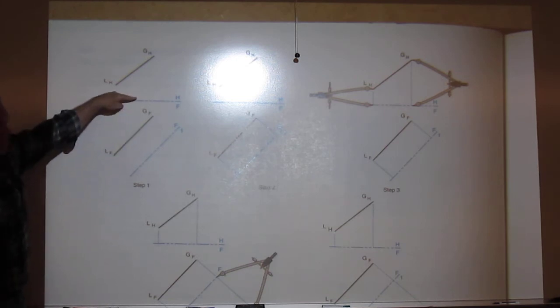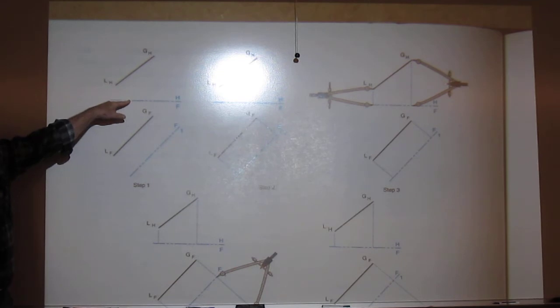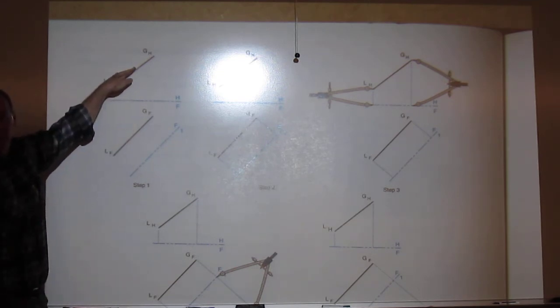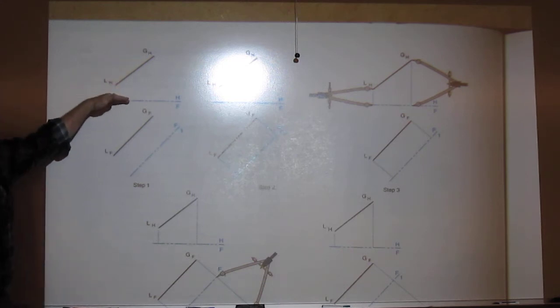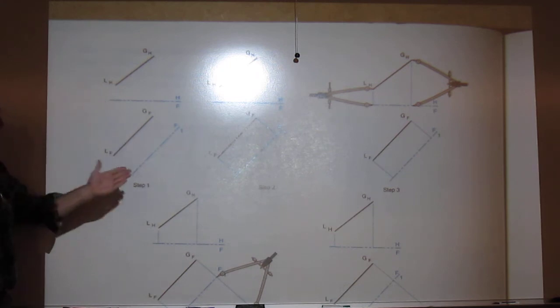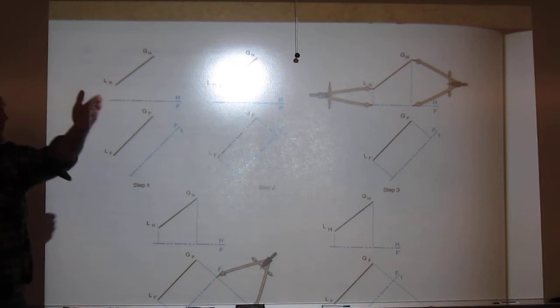Is this line parallel to that viewing plane? No. So therefore, that is not true length. Is this line parallel to that viewing plane? No, it's not. Therefore, that is not true length. Now, how am I looking at that? I don't know. Am I looking at it this way or this way?